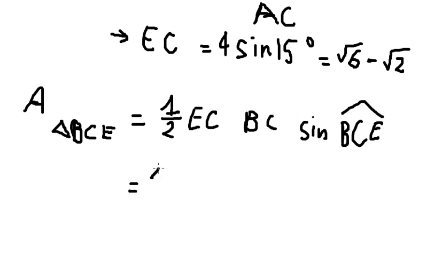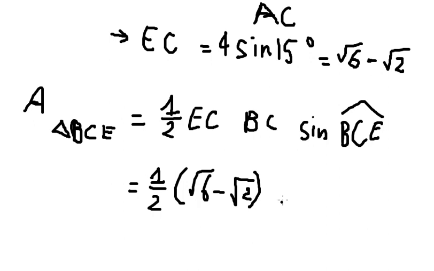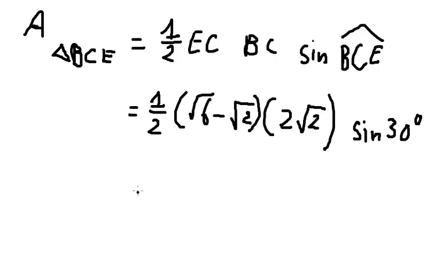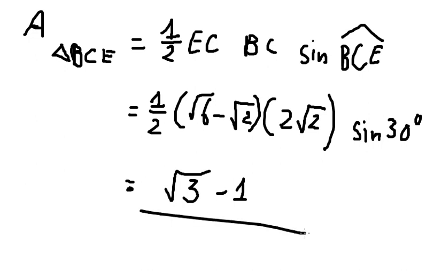So EC is the square root of 6 minus the square root of 2. BC is 2 times the square root of 2. This one is 30 degrees. So we calculate, and we have the square root of 3 minus 1. And this is the final answer. That is the end.